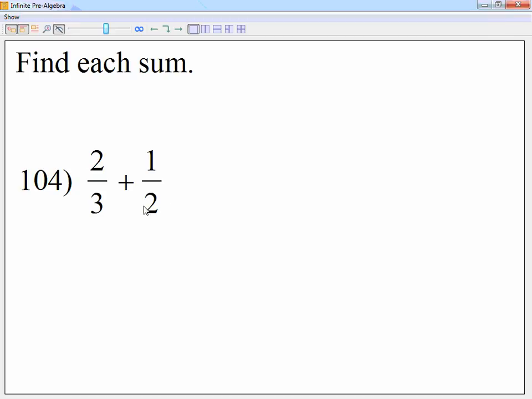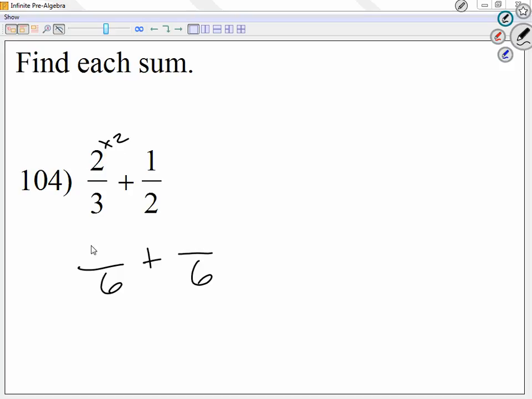We don't have a common denominator, right? 3 and 2 is not common, but I know that both 3 and 2 go into 6, so that's going to be my common denominator. 3 goes into 6 2 times, so multiply the top by 2. On my second fraction, 2 goes into 6 3 times, multiply the top by 3. Copy the denominator. 4 plus 3 is 7.